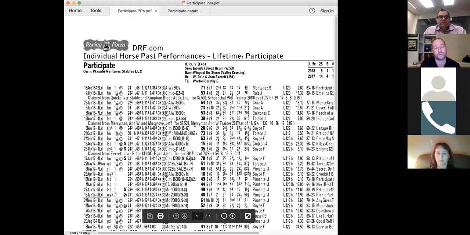So a couple of terminology things. We would say that Participate is by Include and out of Wings of the Storm, because she was literally foaled out of Wings of the Storm and sired by Include. Valley Crossing in this instance would be what we would refer to as the broodmare sire of Participate. If we were going to refer to Broad Brush, which we wouldn't typically, he would be the grandsire of Participate. So Participate is by Include out of Wings of the Storm by Valley Crossing.